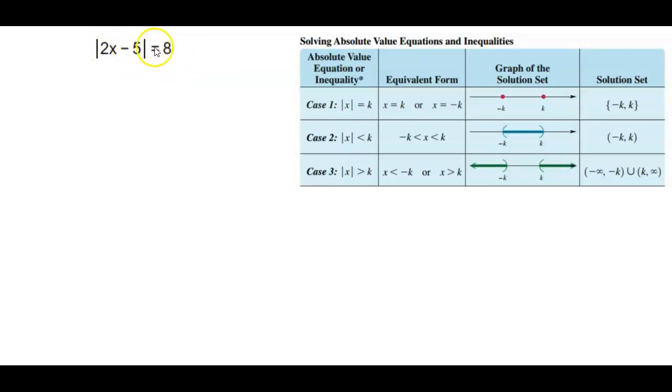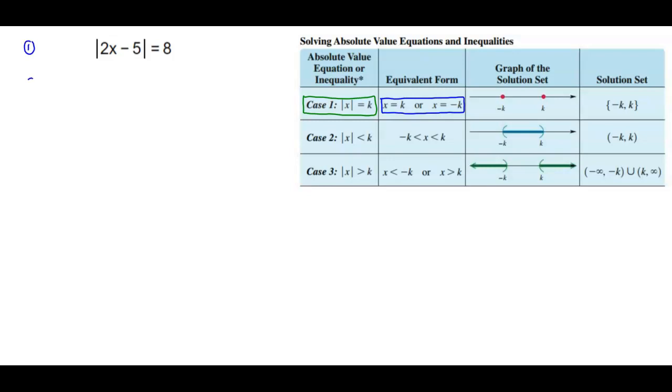Since it's already isolated in this example, now we can take a look at the definition and decide which case we're going to use. In this case, you can see that we're going to be using case number 1 because it satisfies that scenario. The equivalent form tells us that we need to let x equal the value of k, or x equal to the value of negative k. So this is the first step.